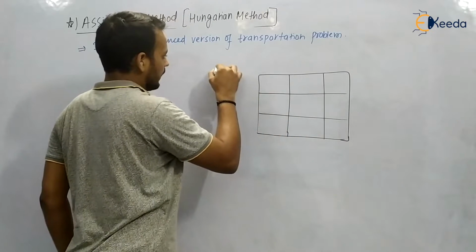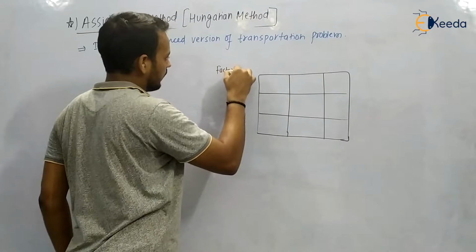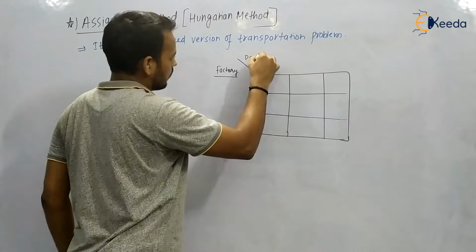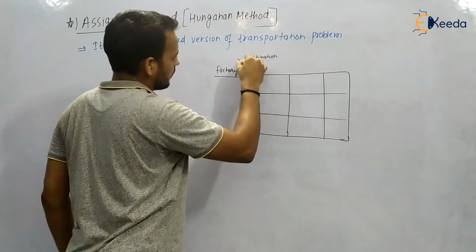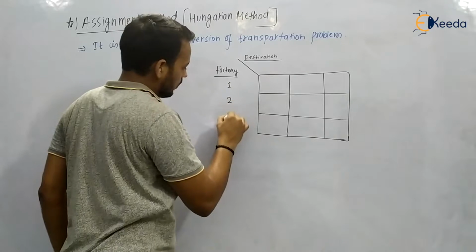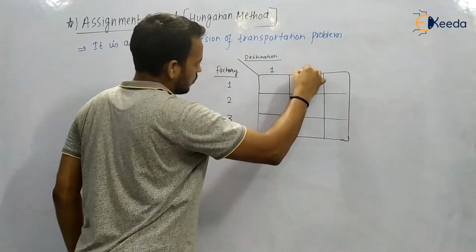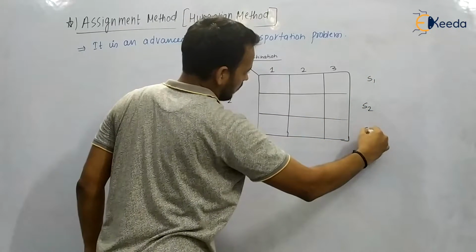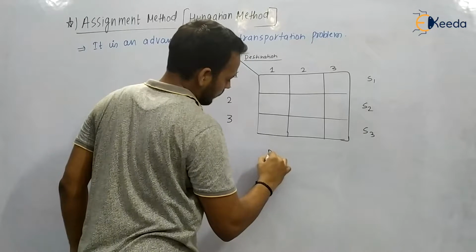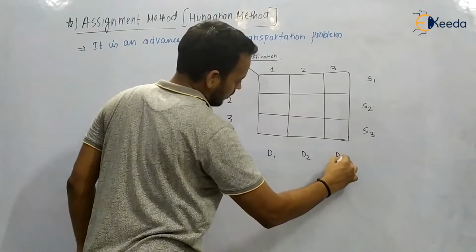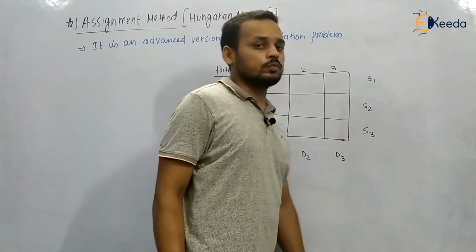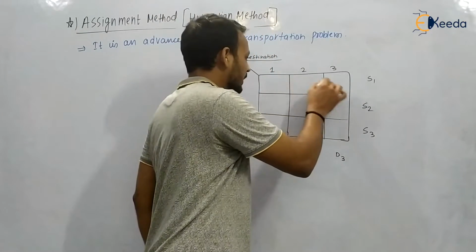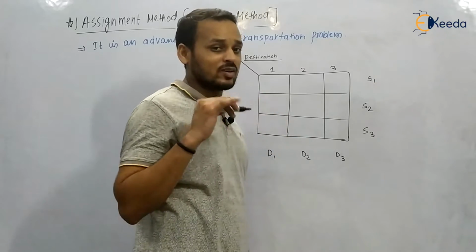There will be factories where the items are stored, and there will be destinations. The factories are 1, 2 and 3, and the destinations are 1, 2 and 3. These were the supplies, S1, S2, S3, and these were the demands, D1, D2 and D3. You can see one difference here: I have made a 3 cross 3 matrix.